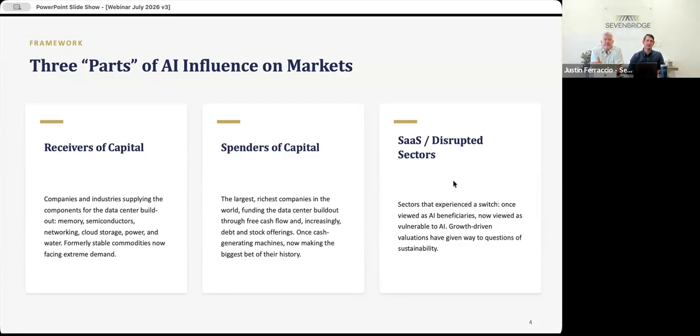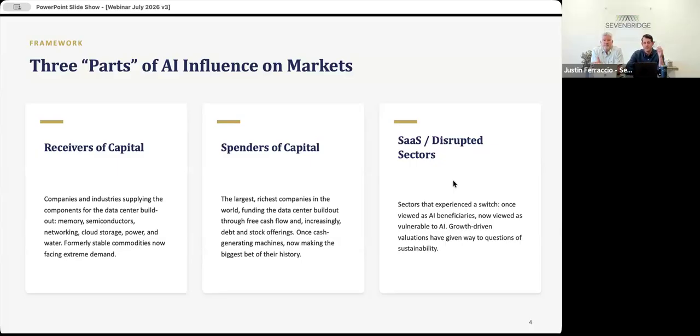There are three different, distinct parts of the AI market. There are receivers of capital, there are spenders of capital, and then there are software companies. So when we think of receivers of capital, we're talking more about memory companies, semiconductor companies, cloud storage companies, power companies, water companies, utility companies. These are companies that are receiving capital and growing their businesses and doing really well right now. So you look at semiconductors, those are chip makers. Companies are pouring money into chip makers because of supply and demand, and they need more memory, more semiconductors, more chips, more storage, more power to power their data centers.